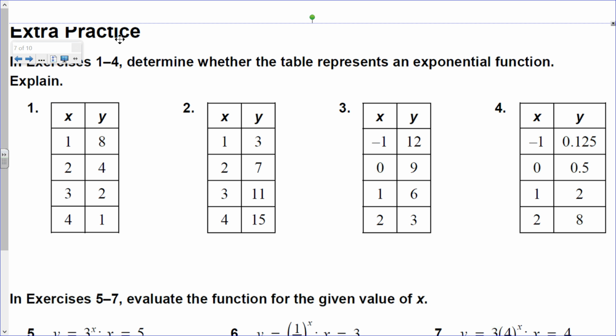Back over here. So during warm-up, we had an exponential equation. It looked like, let me see if this is working here.